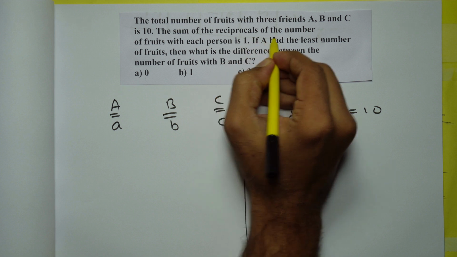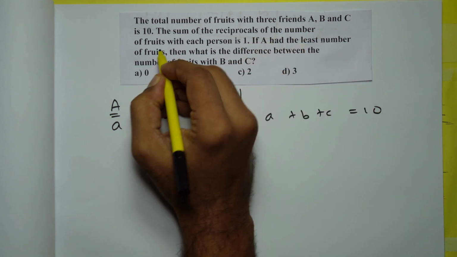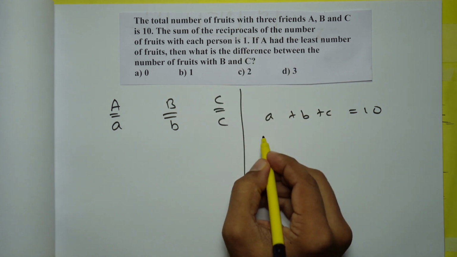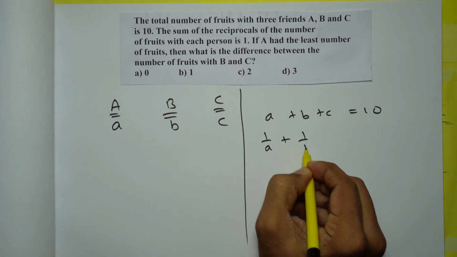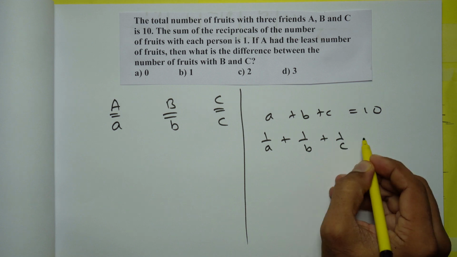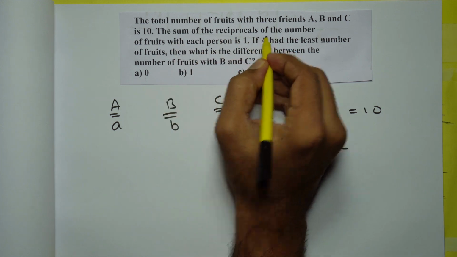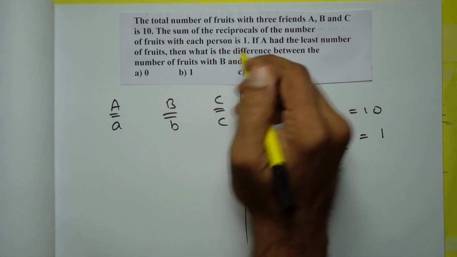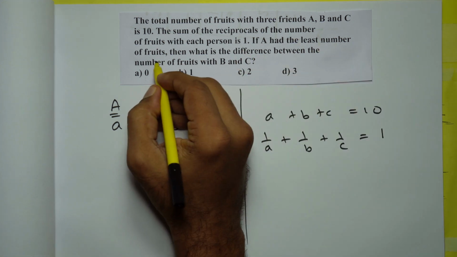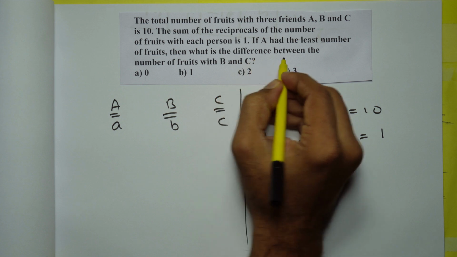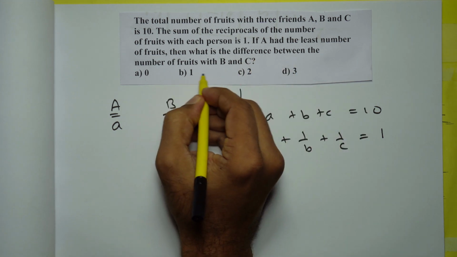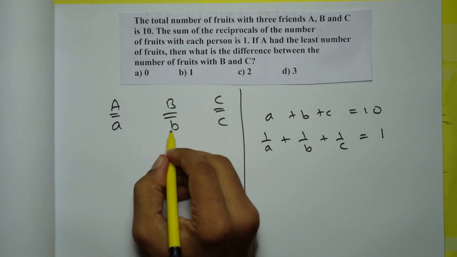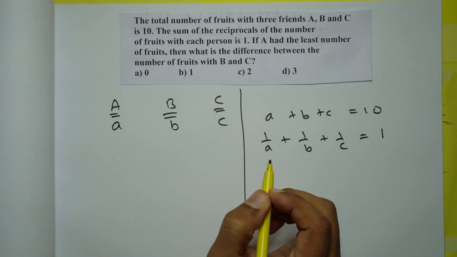The sum of the reciprocals of the number of fruits with each person is 1. So if you take the reciprocals, that is 1 by A plus 1 by B plus 1 by C, and the sum of their reciprocals is equal to 1. So this is equal to 1. If A had the least number of fruits, then what is the difference between the number of fruits with B and C? So we need to find out B minus C. That is what we need to find out.